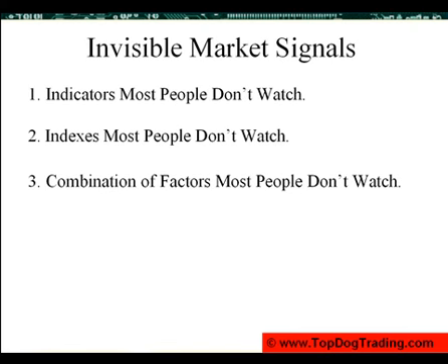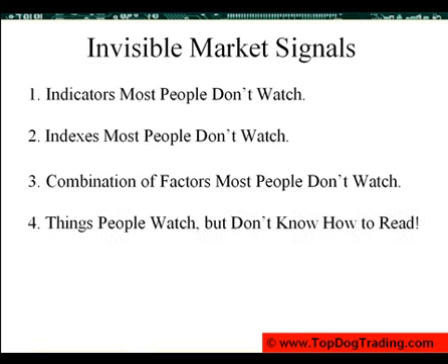A third category here is combination of factors that most people don't watch. So, for example, some traders use a combination of common indicators that maybe a lot of people use, stochastic, MACD, RSI, Bollinger Bands, whatever. But it's the combination, the way that they put those indicators together to find trading signals that most people don't do. And then that becomes an invisible market signal. Same thing with particular indexes and statistics. It's the way you combine them that's very, very unusual. Most people do not look at that. And so, again, it becomes practically invisible to the masses.